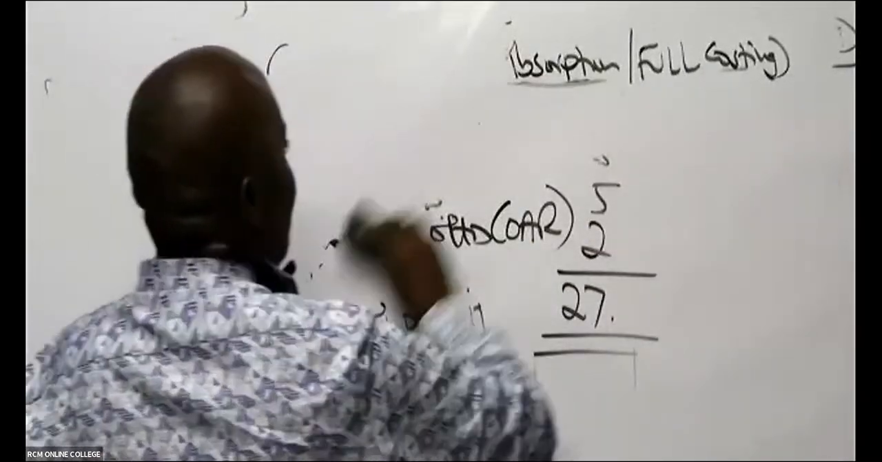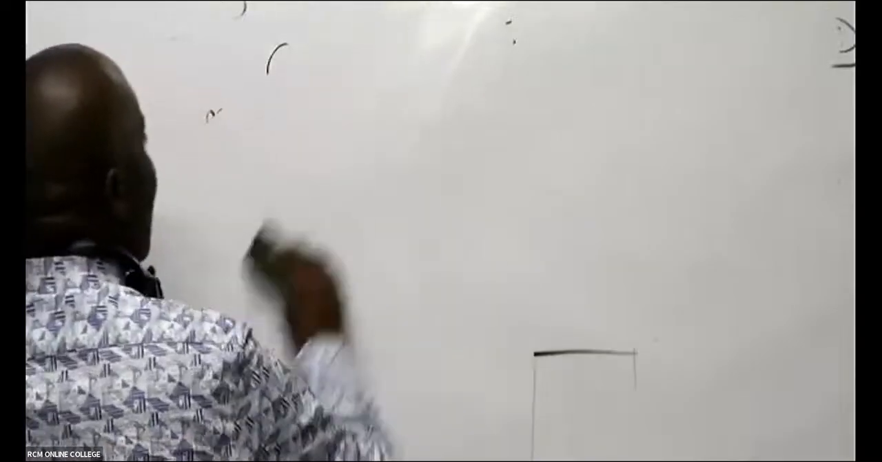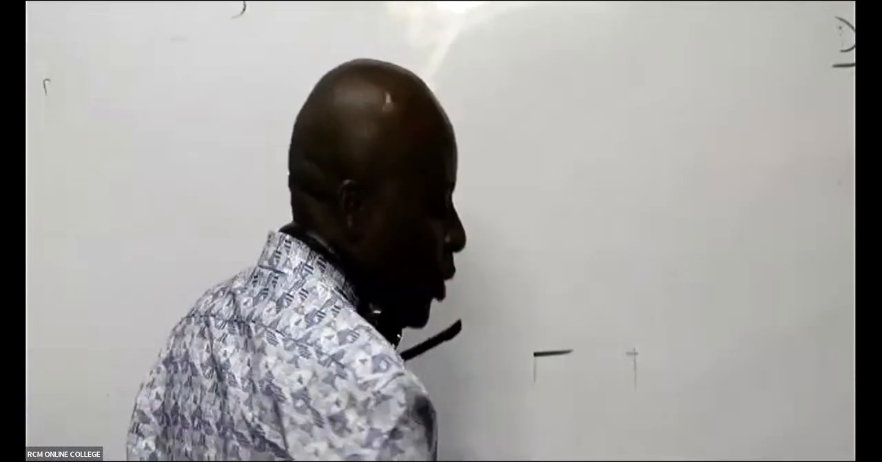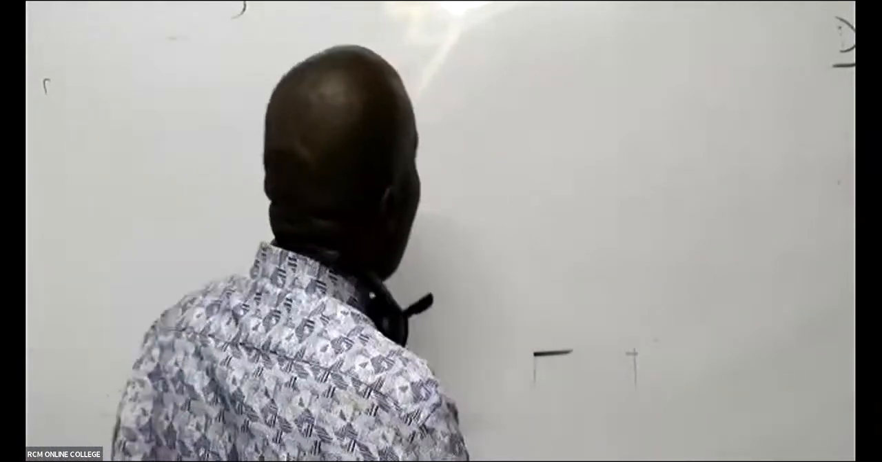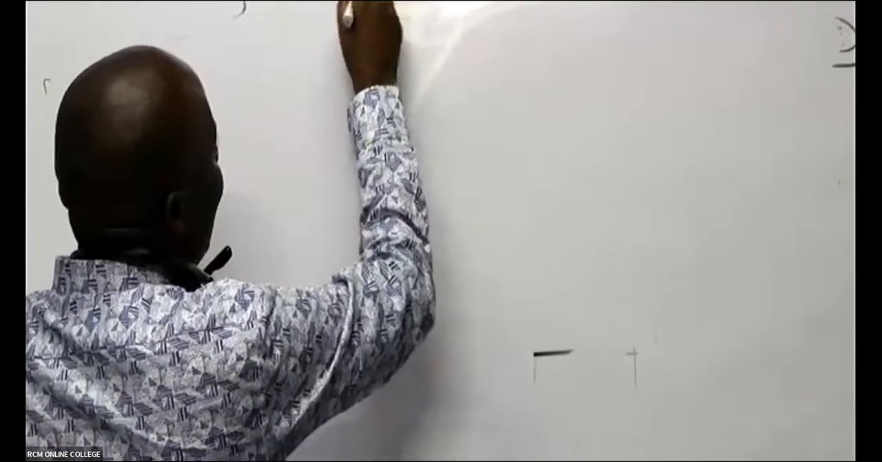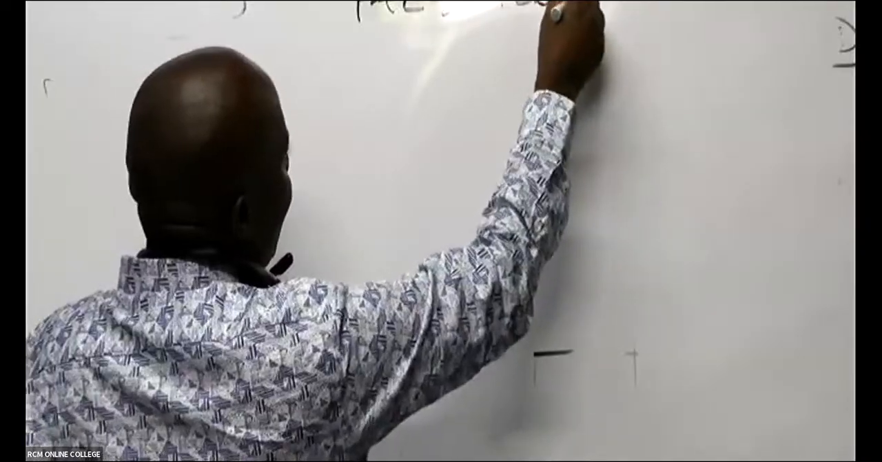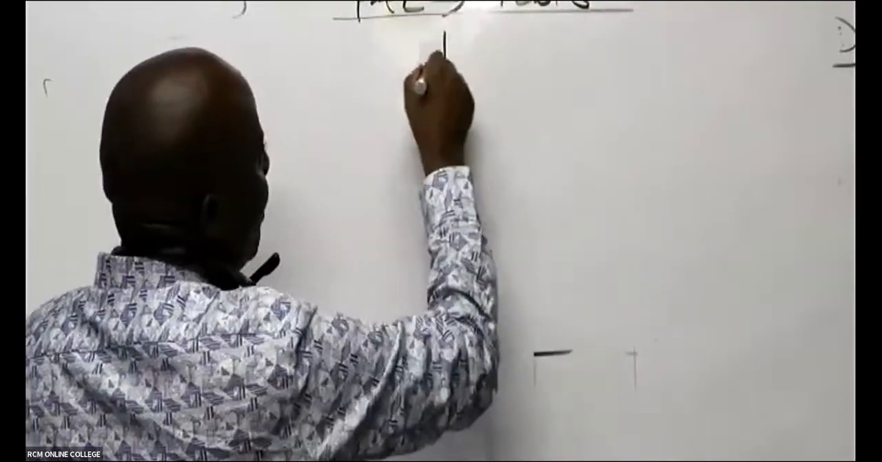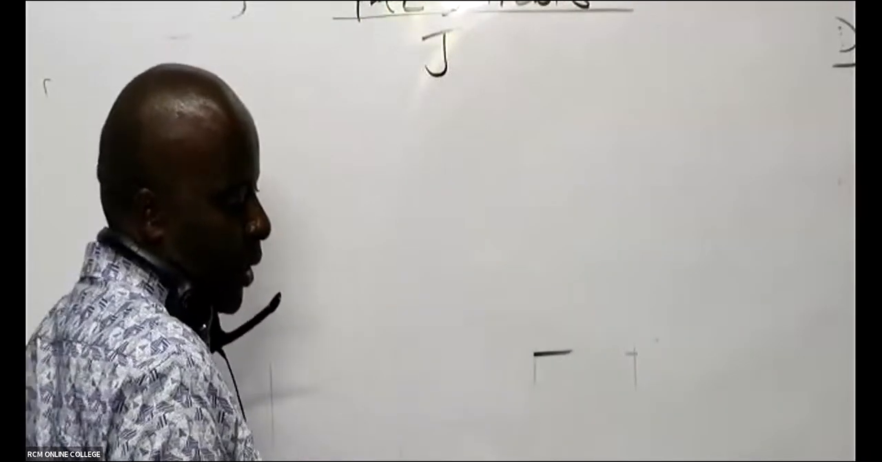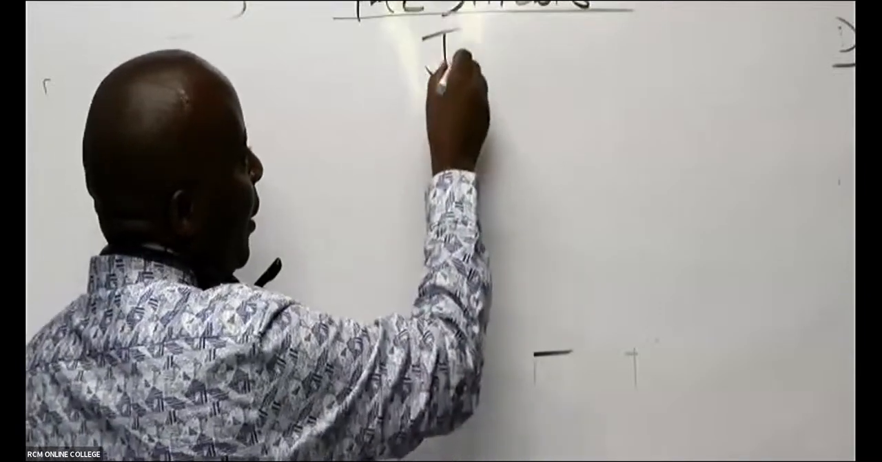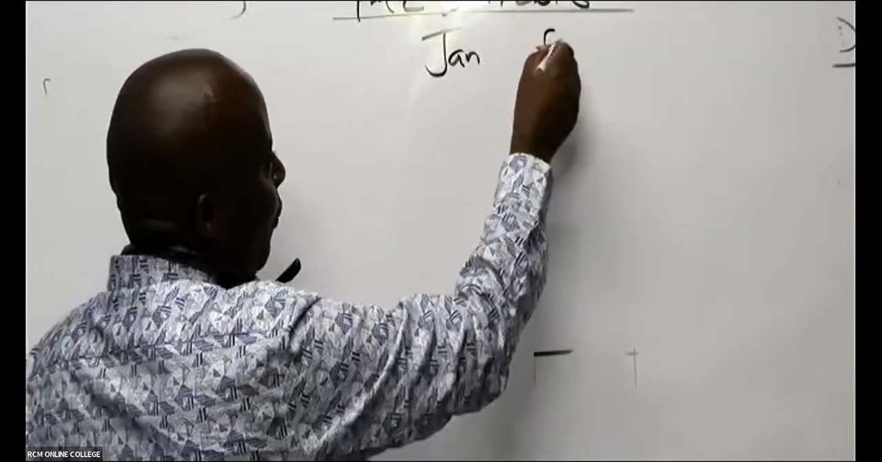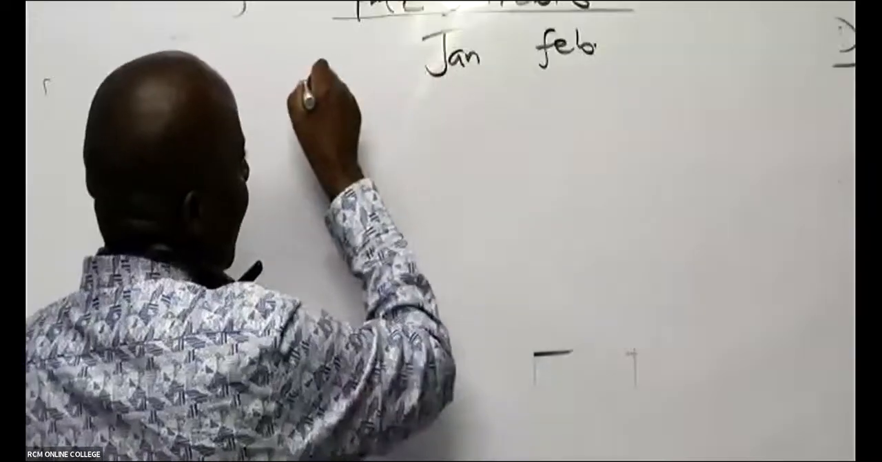Profit and loss statements using marginal costing. So we have here P and L, marginal costing. So we have January, we have what here, somebody? February, like that.